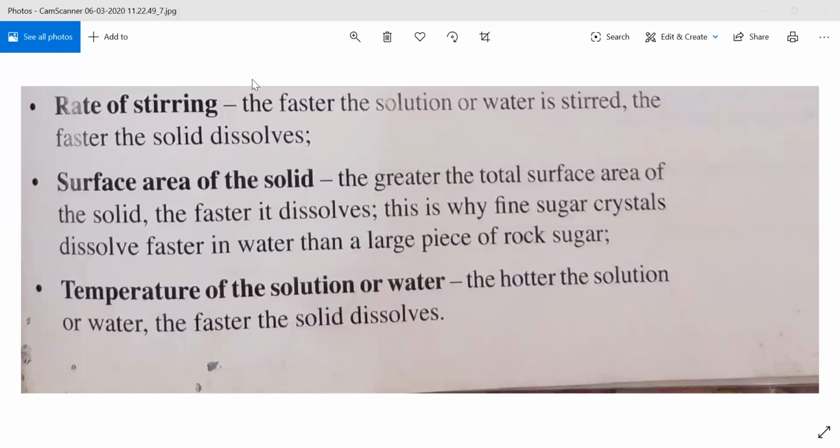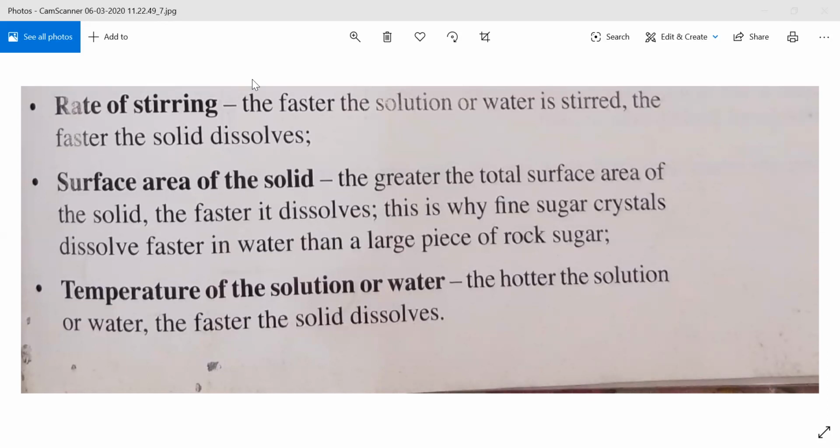Number two, surface area of the solid. The greater the total surface area of the solid, the faster it dissolves. This is why fine sugar crystals dissolve faster in water than a large piece of rock sugar. If we take the example of sugar in crystal form, not sugar cubes, then the sugar will dissolve as quickly as it can, as compared to the sugar cubes.